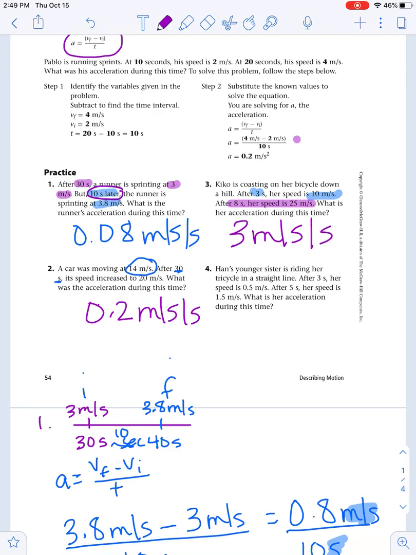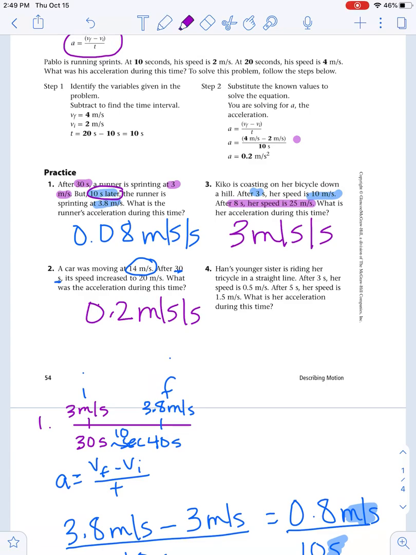Okay, ready for this final one? Hans's younger sister is riding her tricycle in a straight line. After 3 seconds, her speed is 0.5 meters per second. After 5 seconds, her speed is 1.5 meters per second. What is her acceleration during this time?